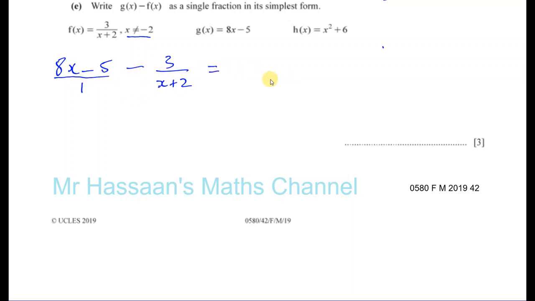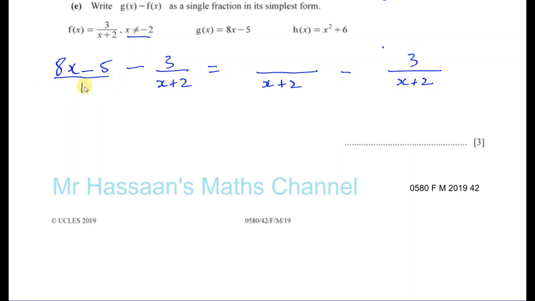So what we're going to do is make them the same denominator, or you can think about it in terms of multiplying these across. If you think about it as making them the same denominator, we have to make them both over x plus 2. So this is x plus 2, minus something over x plus 2. On this side, you've got 3 over x plus 2.